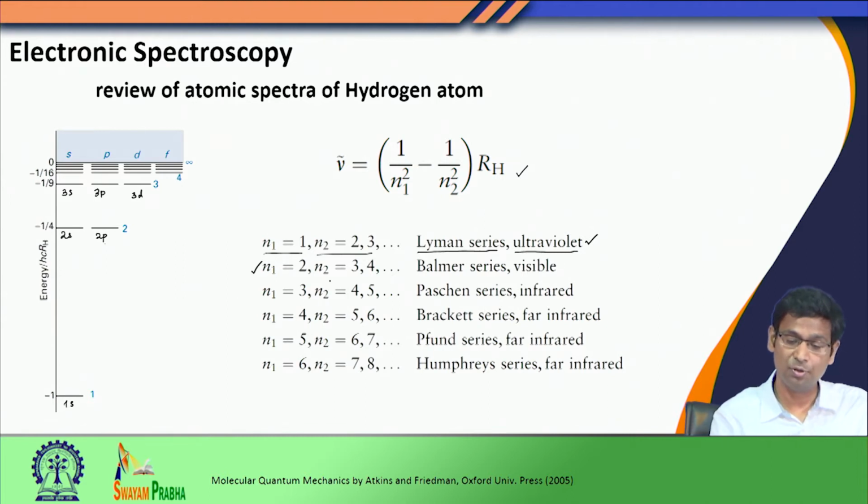from the second level we can go to 3, 4 and so on for absorption, and for emission we come back to the 2 level from n equals 3 or 4 or 5. So, suppose I draw some lines.